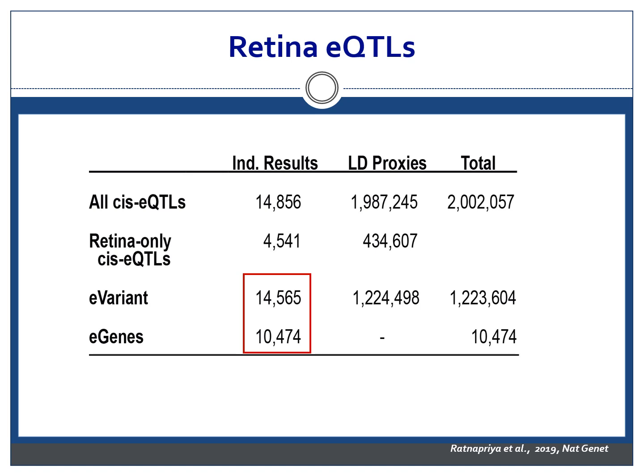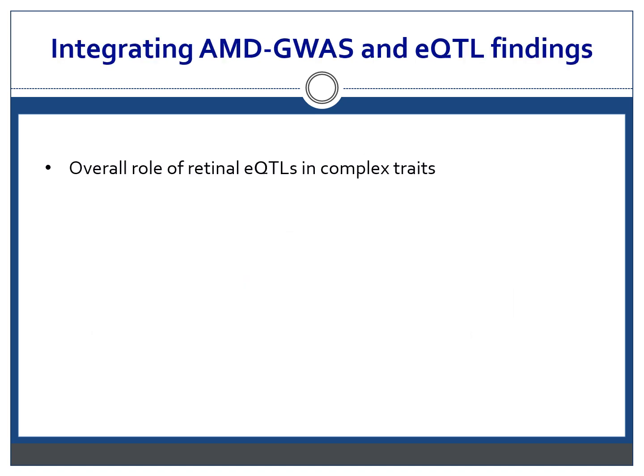In 2019, we published the transcriptome and genetic analysis of 500 donor retinas to generate a much needed reference of eQTLs. In this analysis, we identified 18,000 genes to be expressed in retina, and of these, 10,474 genes were regulated by 14,565 variants, which means that sometimes one gene was regulated by more than one variant.